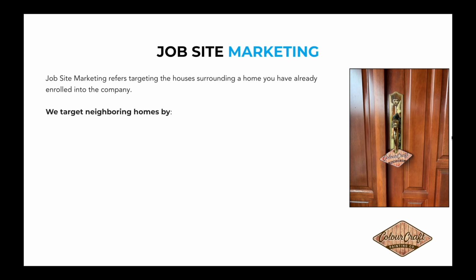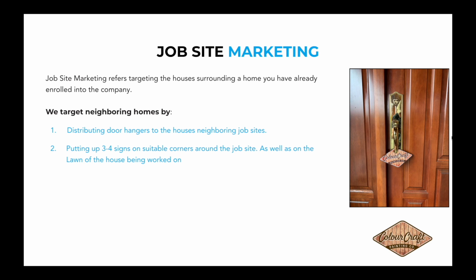Job site marketing. We've already spoken to job site marketing a little bit. Job site marketing refers to targeting houses surrounding a home that you've already enrolled into the company, so things that you're already painting. We talked about this already, but the ways that we can do job site marketing: putting up flyers like you see there, a door hanger put up on a neighboring house to a job site that's going on, putting up 3 or 4 signs around the neighborhood plus on the property, knocking on doors, and cold calling at some point throughout the project or at the end of a project to inquire about painting, and then compensating your painters if they get leads.